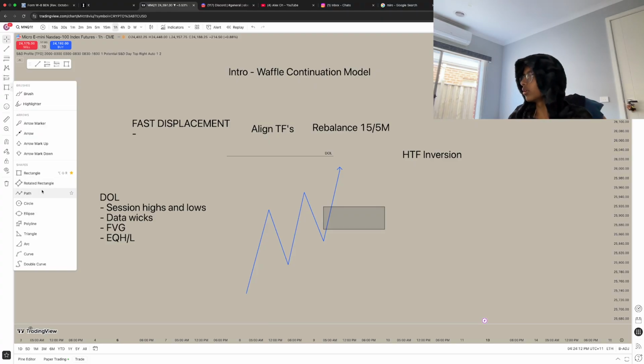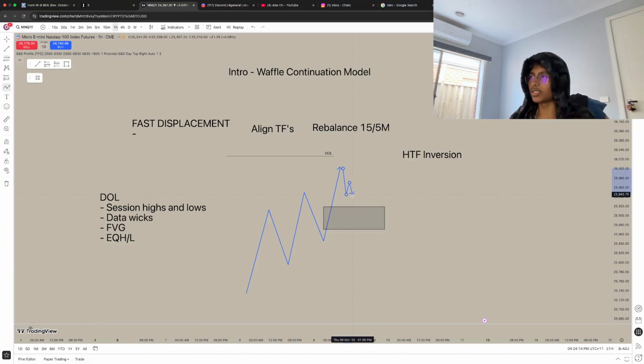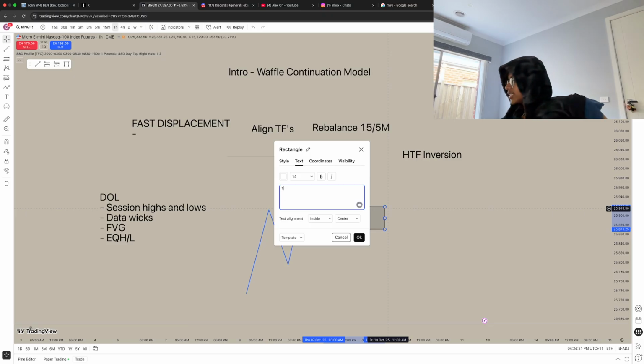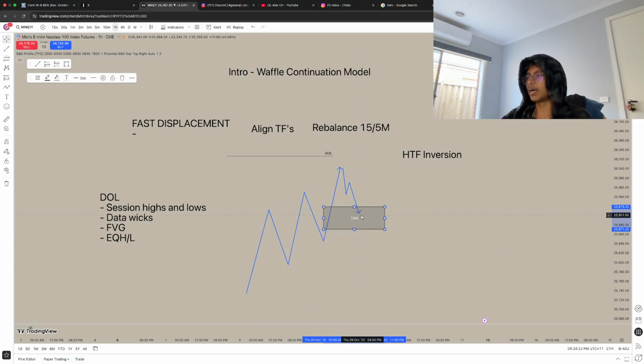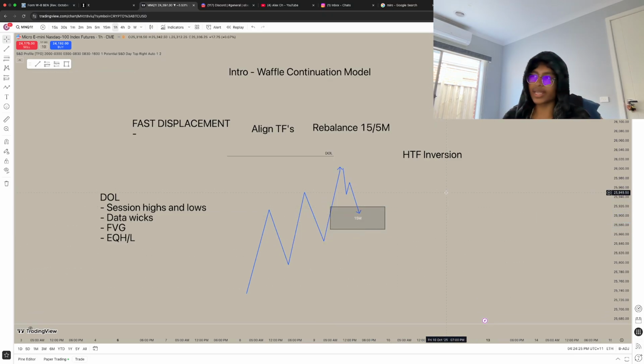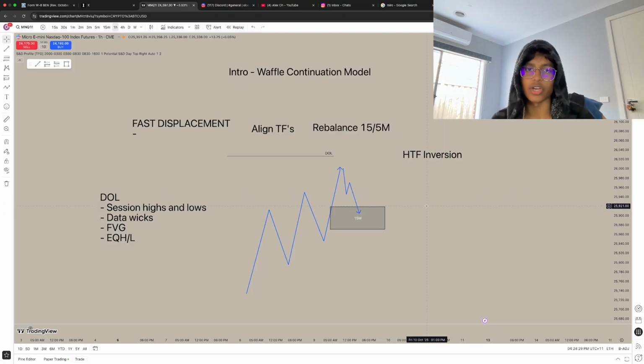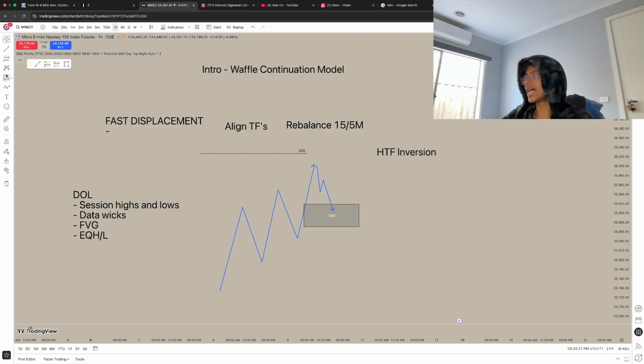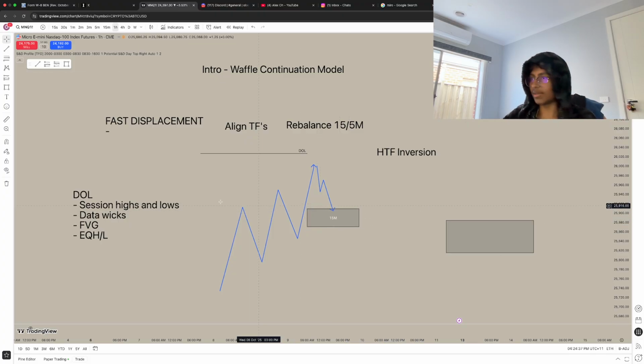So what would I be looking for? I'd be looking for price to pull back into this 15 or 5 minute gap, and then I want to see price displace back up from that. So let's just say this is a 15-minute gap. All right, example, what would I do? Once price pulls back into the 15-minute gap, I would be looking for the highest time frame inversion. You guys might be wondering what that exactly is. Well, I'll give you an example right now. So this is the 15-minute gap, the same one, but this will be on the 1 minute time frame.